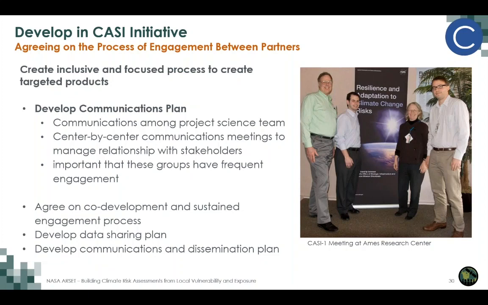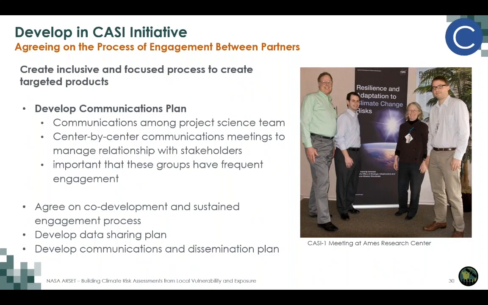To foster continued and sustained collaboration, CASI developed a comprehensive communication plan, which includes timely meetings among the project science team to discuss project progress, challenges, next steps, and to manage relationships with stakeholders. Center by center communication meetings are scheduled on a monthly basis, where information is disseminated to keep all parties informed of updates and key decisions.